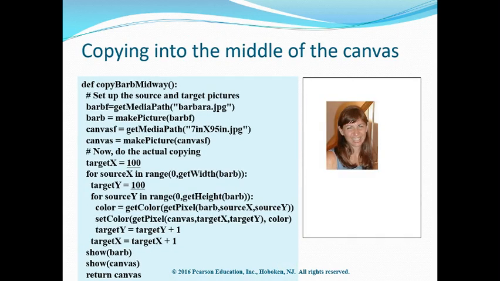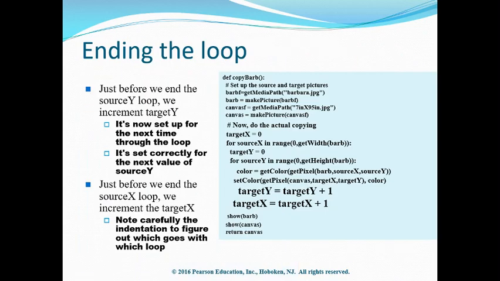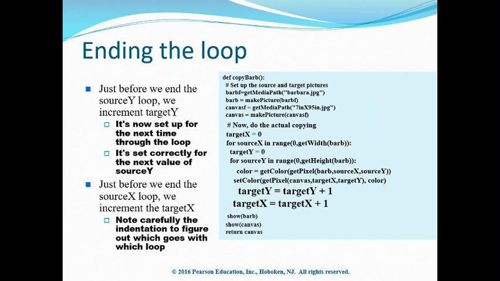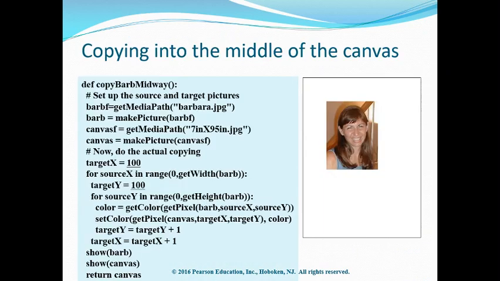So, copying to the middle. We can see that we do that by setting target x equals 100 and target y equals 100. So we're actually starting in a different spot. We're putting it where we want it to be and not in the corner, how it was prior, because that starts at 0, 0, which is the origin. We're not copying there. We're going to copy to 100, 100 instead.